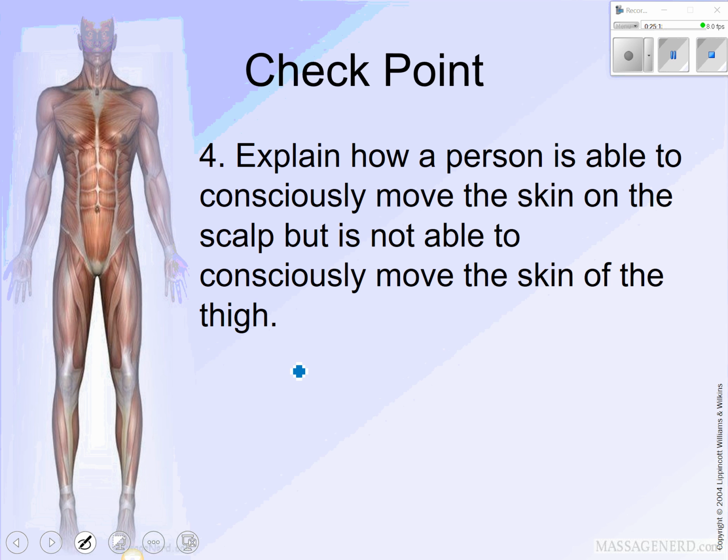Explain how a person is able to consciously move the skin on the scalp, but is not able to consciously move the skin on your thigh. That's because a person is able to consciously move the skin on the scalp since the muscle fibers of the epimysium are woven into the subcutaneous layer and the dermis, whereas the muscle fibers on the thigh insert into the bone and tendons, not the skin tissue.